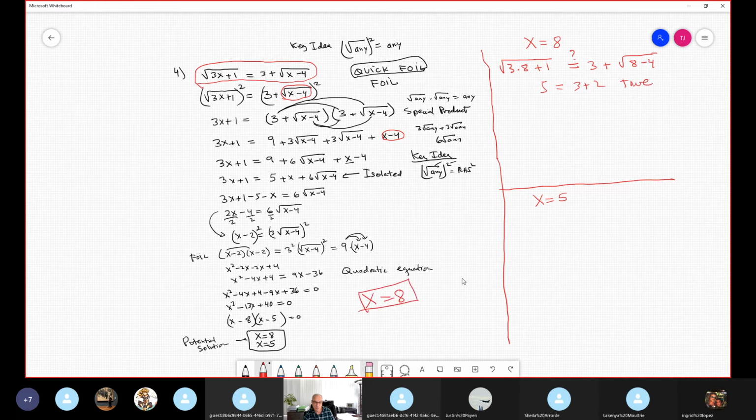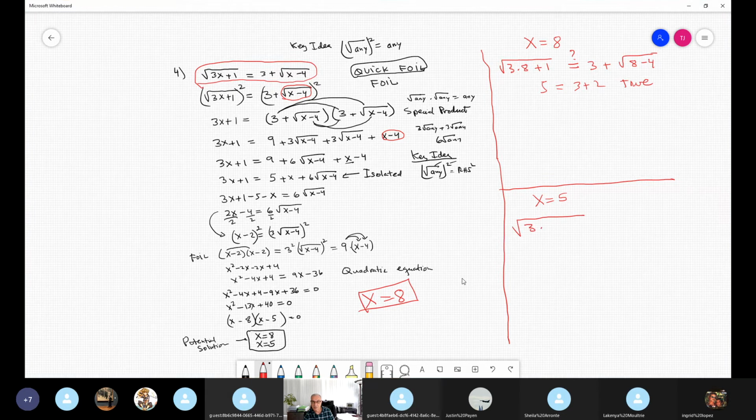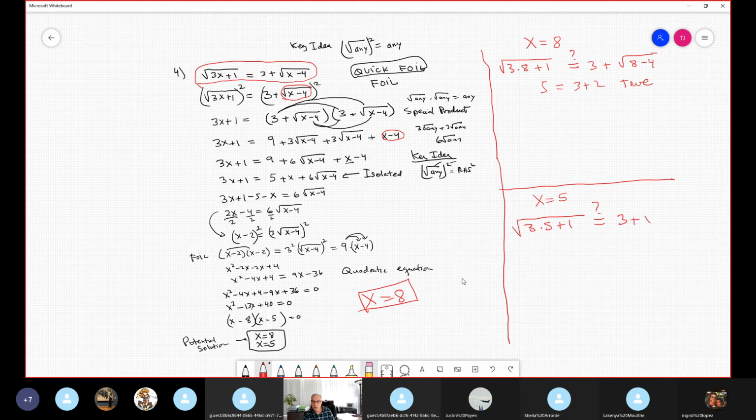Therefore, 8 is a solution. I don't know what happened with the 5. Square root of 3 times 5 plus 1 should equal 3 plus something, square root of 5 minus 4. 3 times 5 is 15. 15 plus 1 is 16. Square root of 16 is 4. It's 3 plus something. 5 minus 4 is 1. Square root of 1 is 1. It's true also. So in this case, we have two solutions. Sometimes one solution works and another doesn't work. But in this case, both work. And the answer is option A.